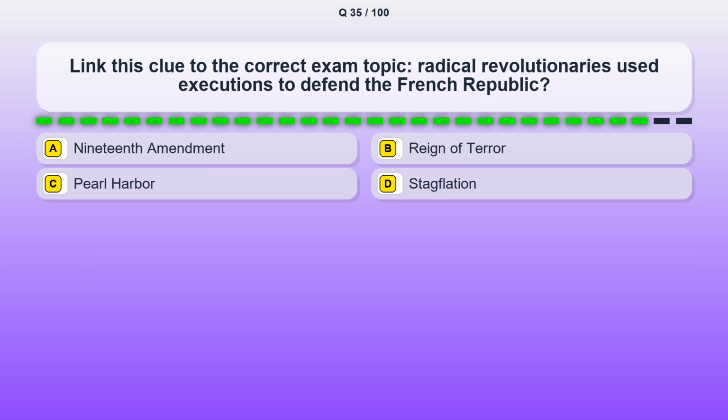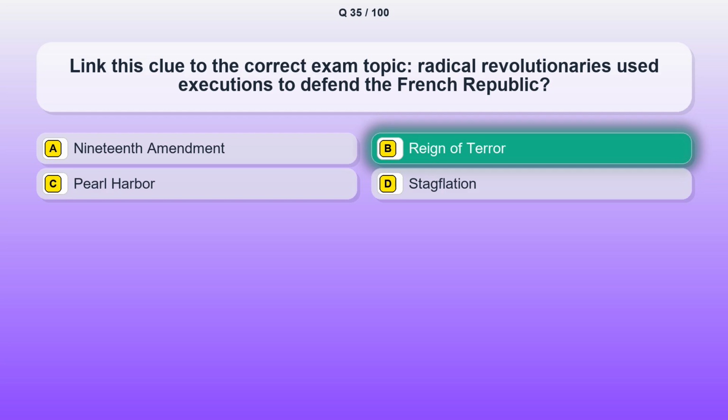Question 35. Link this clue to the correct exam topic. Radical revolutionaries used executions to defend the French Republic? Option A, 19th Amendment. Option B, Reign of Terror. Option C, Pearl Harbor. Option D, stagflation.